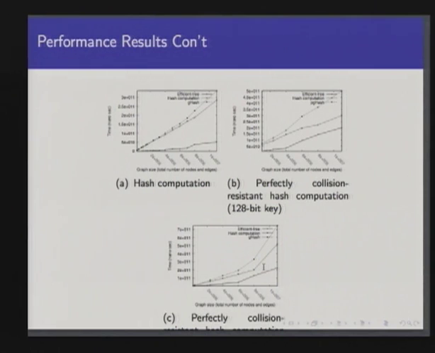In this second experiment, what we are doing is changing the graph size on the x-axis. So as we are going along the x-axis, the number of nodes and vertices are increasing, and along the y-axis we have the computation time. And I am plotting three values: efficient tree computation time and hash computation time.